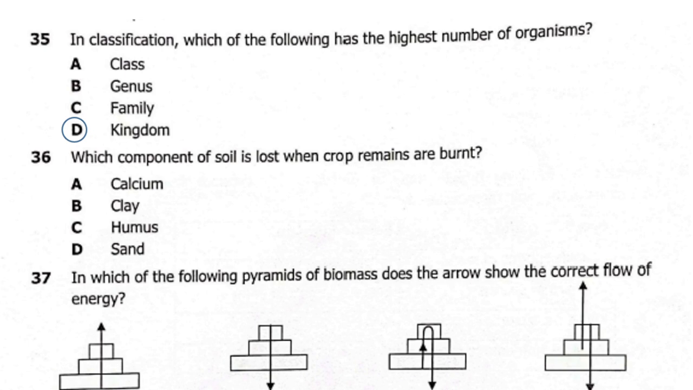Question 36. Which component of soil is lost when soil remains are burnt? A. Calcium. B. Clay. C. Humus. D. Sand. The correct answer here is C. Organic matter will be burnt out.